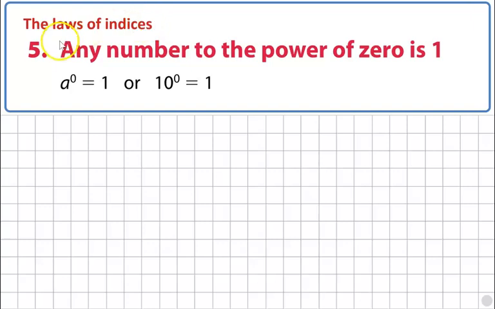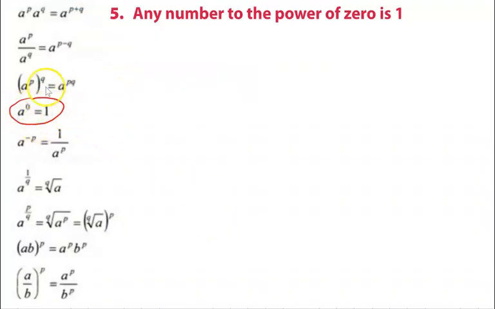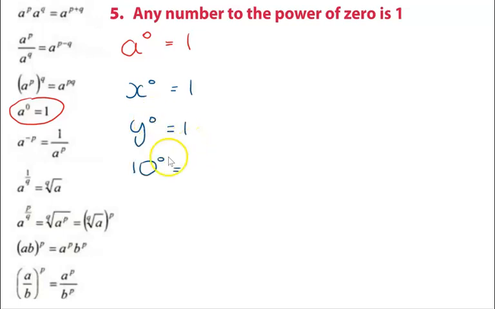Laws of indices number 5. Any number to the power of 0 is 1. So a to the power of 0 is 1, 10 to the power of 0 is 1, and so on. So there's that law there, a to the power of 0 equals 1. So for example, x to the power of 0 is 1, y to the power of 0 is 1, 10 to the power of 0 is 1, and let's say we have x cubed divided by x cubed.